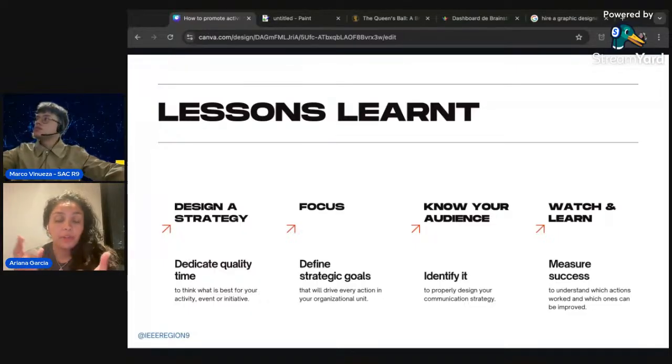strategy. Did you achieve your goals? Did you get the impact that you want? Did you get the reactions and interactions that you were expecting? And based on that, understand what could change and try different things until it gets better and better and better.